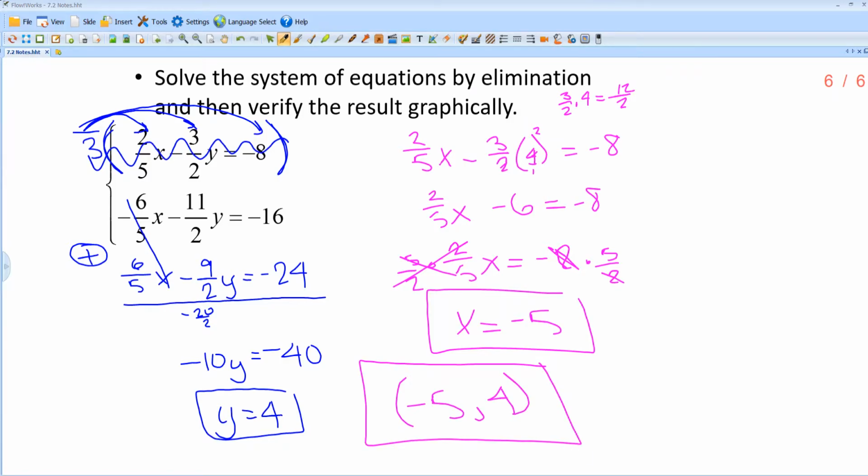All right, that's it for section 7.2. Tomorrow we move into section 7.3, and what we're going to be talking about there is systems when we have multiple equations, more than 2, and multiple variables.